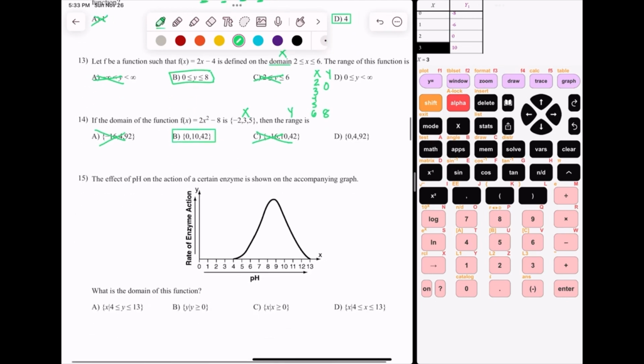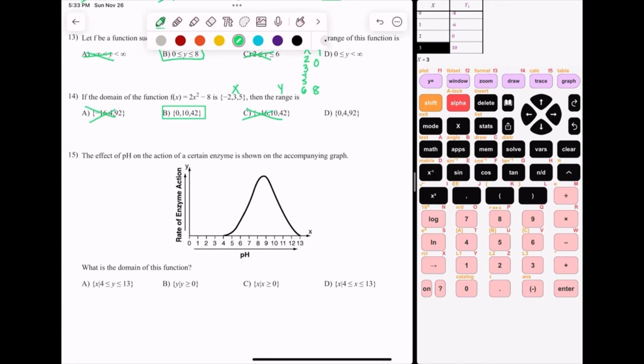All right. Question 15. The effect of pH on the action of a certain enzyme is shown on the accompanying graph. What is the domain of this function? Ooh, domain means x. So let me cross out anything that doesn't say x. Okay, let's see. Where does our graph start? The graph starts at 4 and it ends at 13, so it is choice D. It would only be choice C if we used every value of x greater than 0, but that's not true because once it hits 13, it's done.